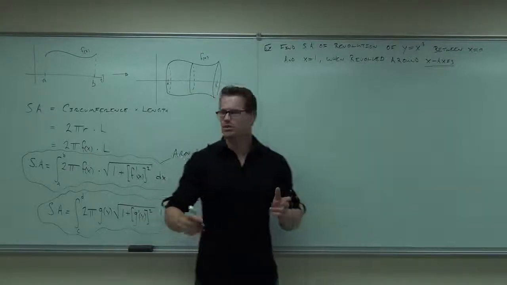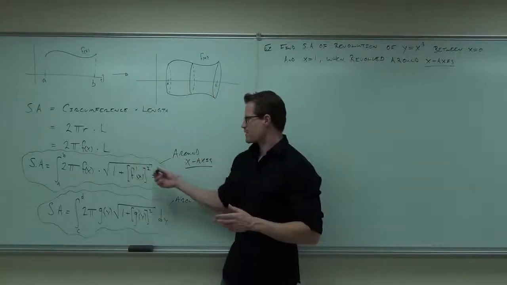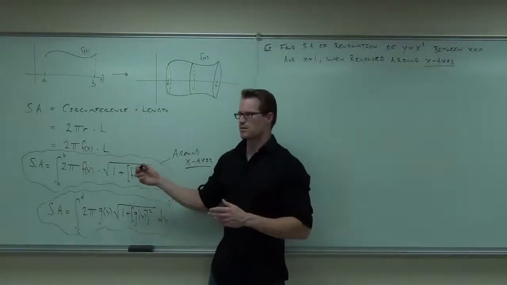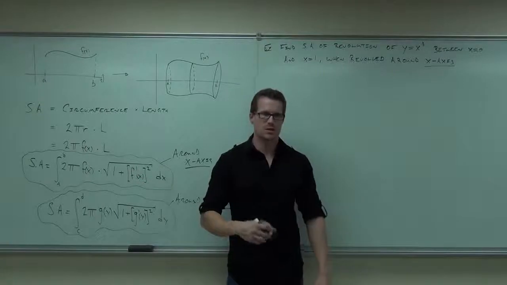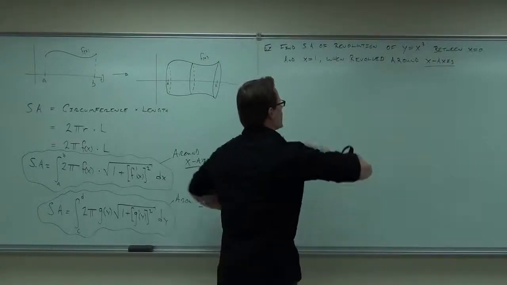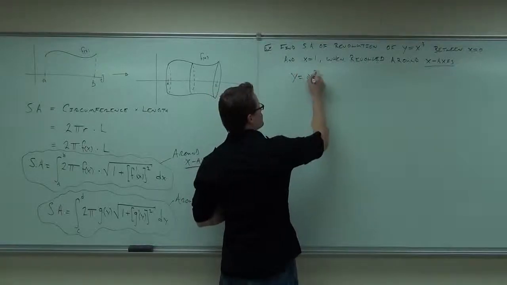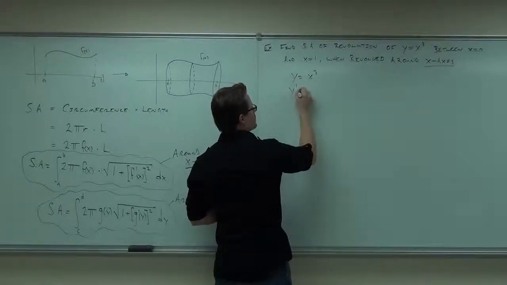Before you set up the integral, let's look at the formula. We're using this one because we're around the x-axis. What might you want to do first before you start just plugging random things in? The derivative is a must, so you have to be able to take that derivative. So let's go ahead and find, we know that y equals x cubed. Let's find the derivative. y prime equals what?